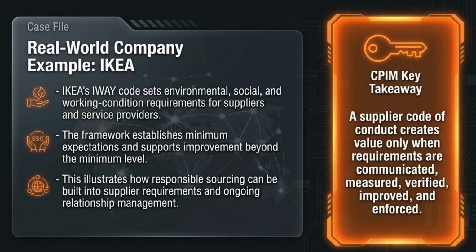IKEA. IKEA's I-Way code sets environmental, social, and working conditions requirements for suppliers and service providers. The framework establishes minimum expectations and supports improvement beyond the minimum level. This illustrates how responsible sourcing can be built into supplier requirements and ongoing relationship management. CPIM key takeaway. A supplier code of conduct creates value only when requirements are communicated, measured, verified, improved, and enforced.